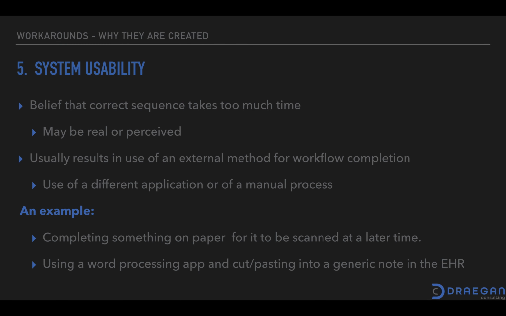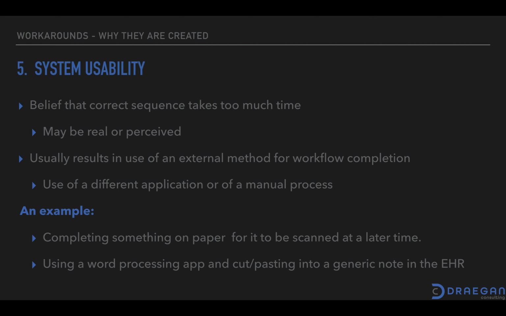So the last one that I want to mention is system usability. This one is similar to the last one where they're discovering an alternative path. It is sort of driven off the belief that the correct sequence, or what they're told to do, takes far too much time. This may be something that's real or perceived. It doesn't have to actually take more time. It's just that they believe that it does. And it usually results in the use of an external method for workflow completion.